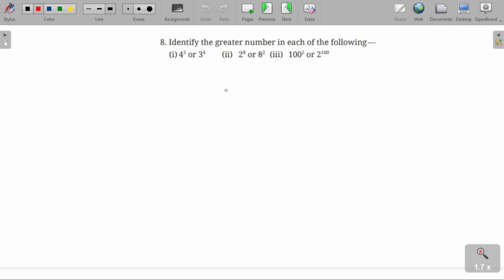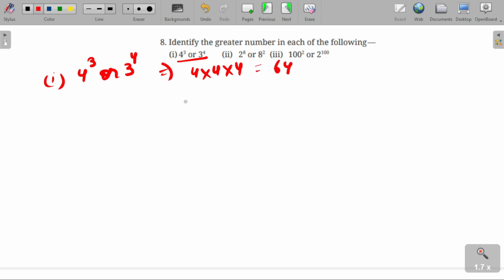Identify the greater number in each of the following. So you need to find the greater one. First part is 4 cube or 3 raised to 4. You can solve it because this has less power. It is like 4 cross 4 cross 4, 64. 3 cross 3 cross 3 cross 3, 81. So which is greater? 3 raised to 4 is greater than 4 cube.